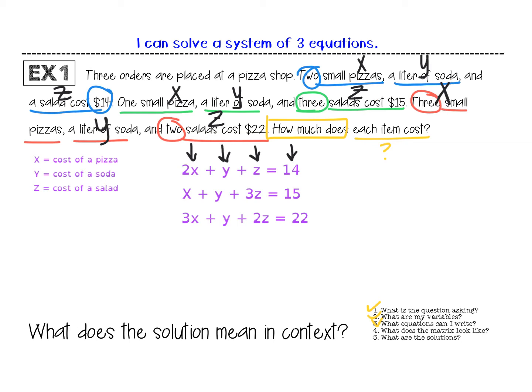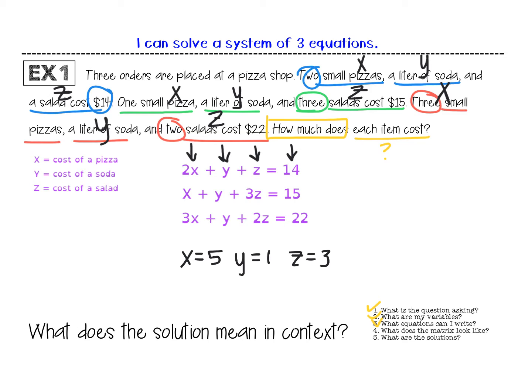All right, so I went to my matrix. I made A a 3 by 3, and I put in the coefficients going across: 2, 1, 1, 1, 1, 3, 3, 1, 2. And then I edited matrix B and made it my constants, so 3 by 1: 14, 15, and 22. Then I did A inverse B, and I ended up with x equals 5, y equals 1, and z equals 3.